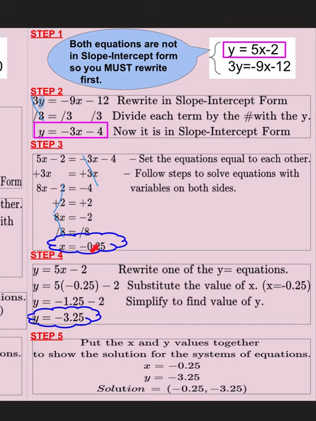So now I have my x value, my y value. Put those together to make my ordered pair. So the ordered pair is (negative 0.25, negative 3.25). That's the solution to this system of equations.